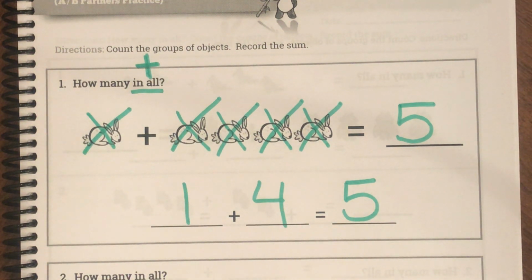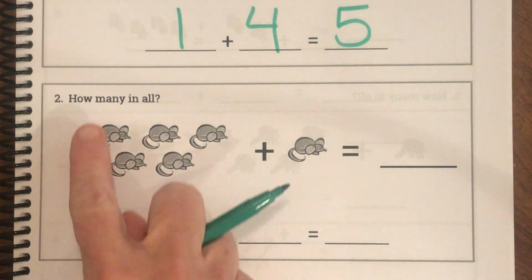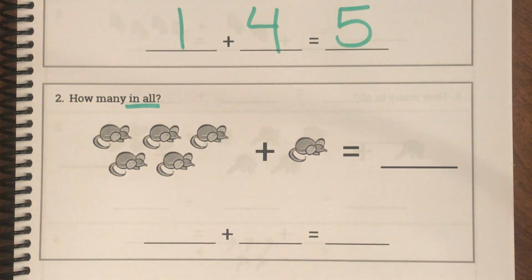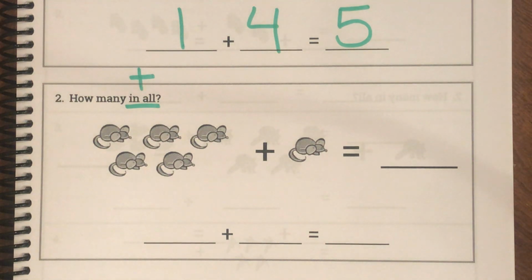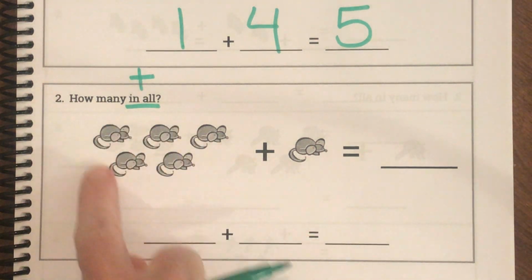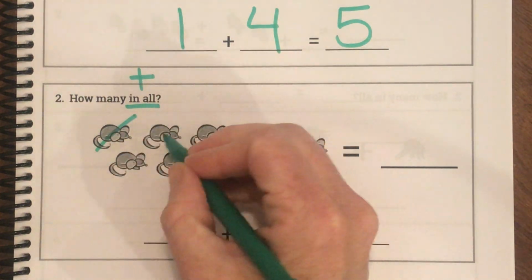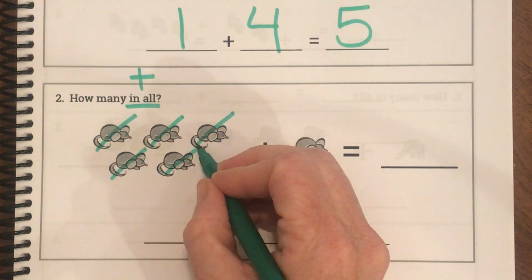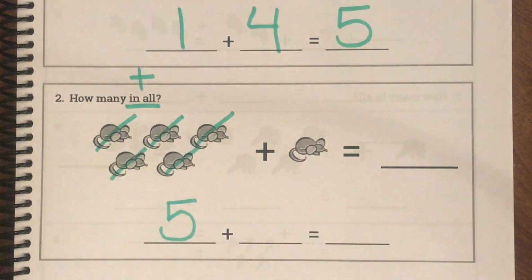Okay, let's look at our next one. This time we're going to be counting mice. Okay, and our question says, how many in all? So we're going to underline the words in all, and that tells us we're going to add. Okay, so let's count our first group. Ready? 1, 2, 3, 4, 5. Okay, so let's record a 5 here.